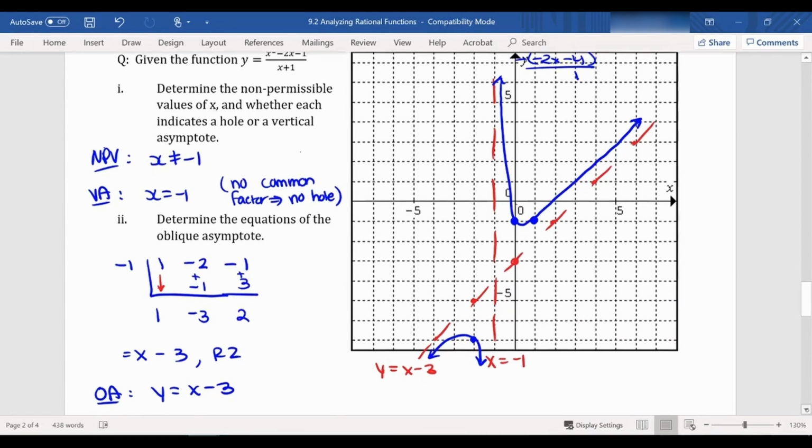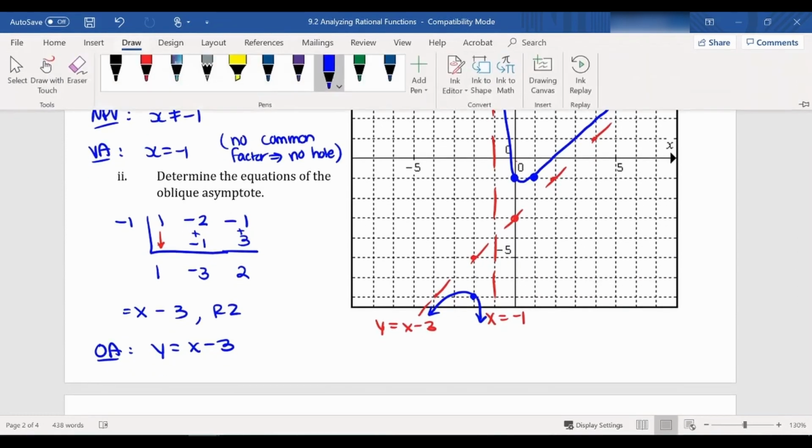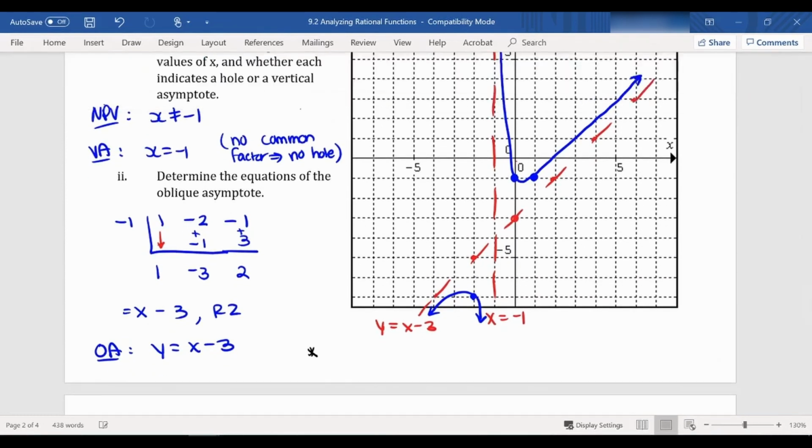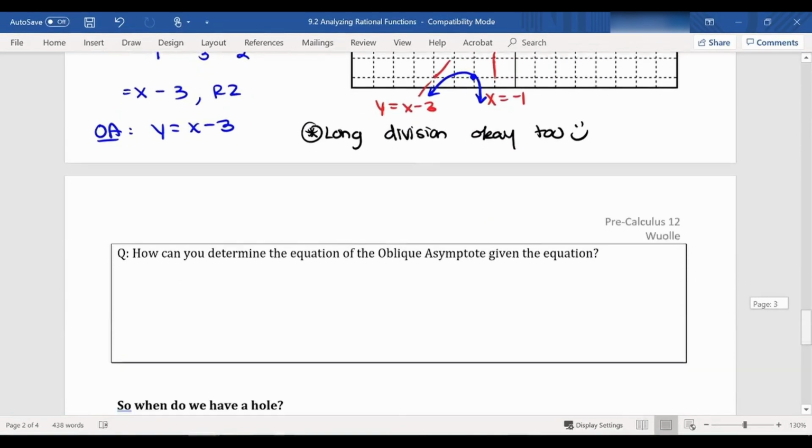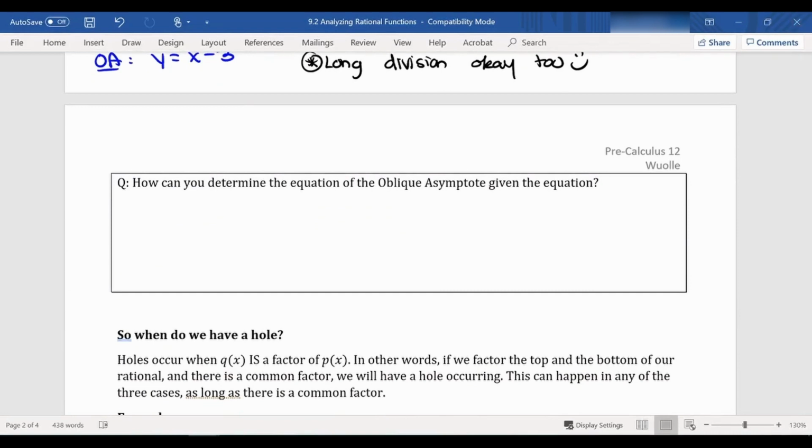Again, long division would be fine as well, but I find most of you seem to like doing synthetic. So long division is okay too. I showed long division on the PDF online. So in short, how do you determine the equation of an oblique asymptote? You need to actually divide the numerator by the denominator.